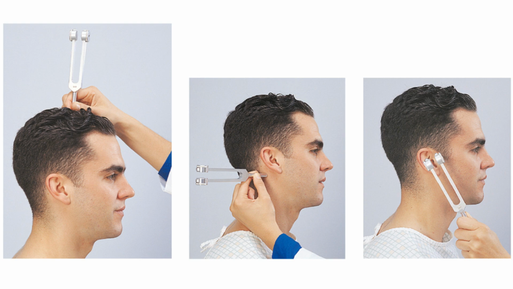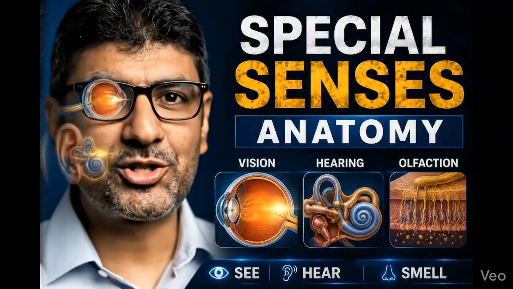We evaluate this using two tuning fork tests. The Weber test checks for lateralization by placing the fork on the midline of the skull, while the Rinne test compares bone conduction on the mastoid process directly to air conduction outside the ear canal to locate the source of hearing loss.